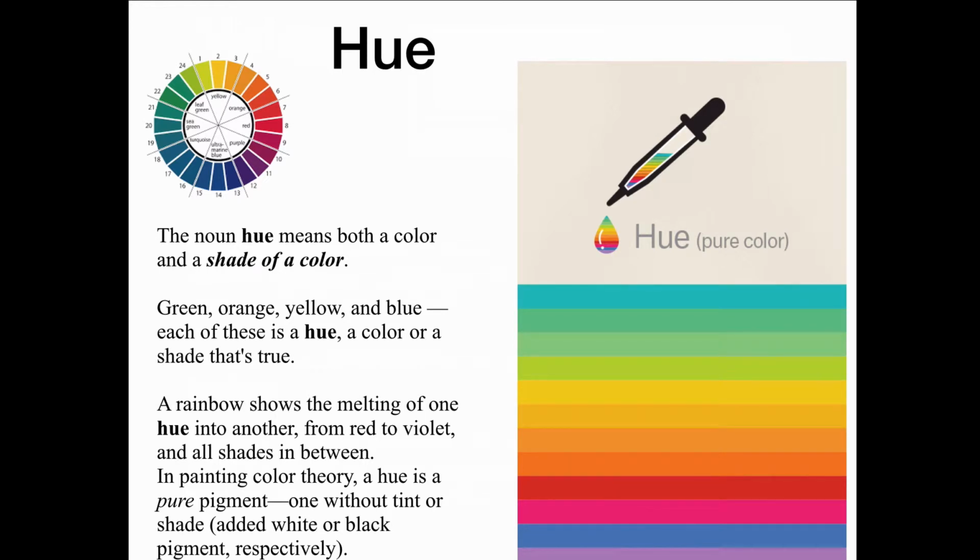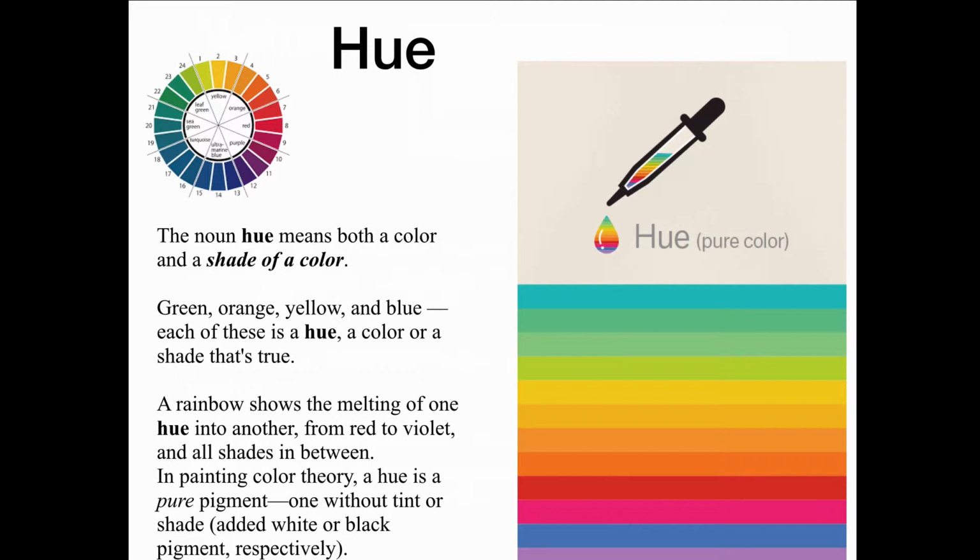Welcome back. Now we're going to have a very short presentation because I want to clarify a few words that pop up all the time, and people are never really clear what they mean. One of those words is hue. So the noun hue means both the color and the shade of a color. So green, orange, yellow, and blue, each of these is a hue, a color or a shade that's true.